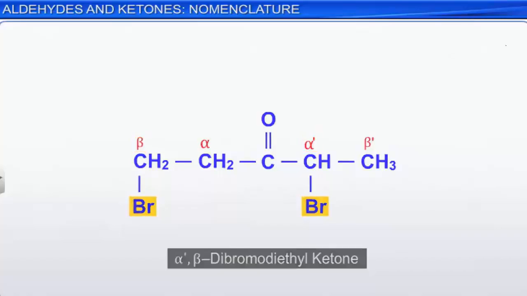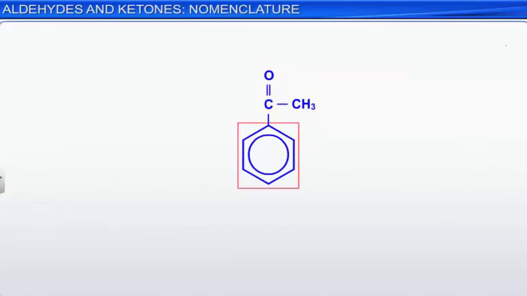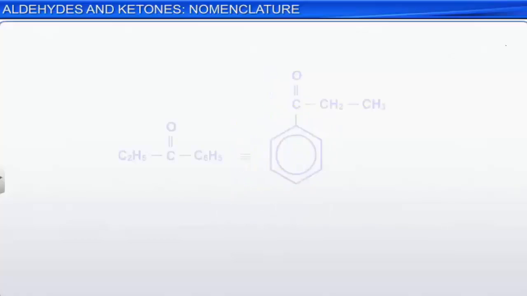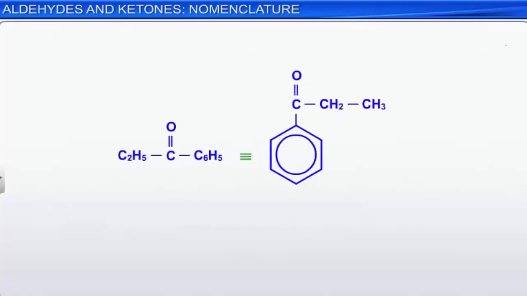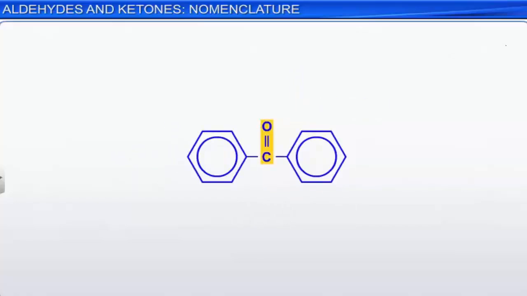Alkyl phenyl ketones are usually named by adding the acyl group as a prefix to phenone. For example, when CH3-C(=O) is attached to a benzene ring, it is named acetophenone. Similarly, the molecule C2H5-C(=O)-C6H5 is named propiophenone. The ketone in which a carbonyl group is attached to two benzene rings is named benzophenone.